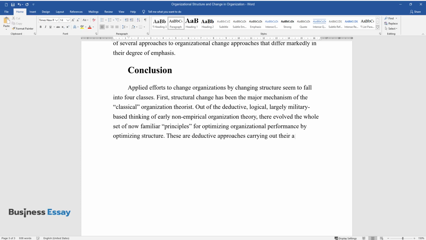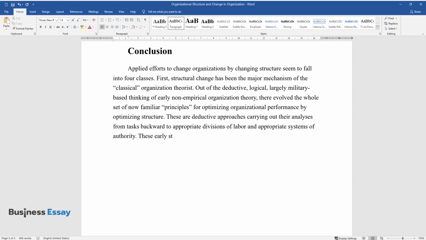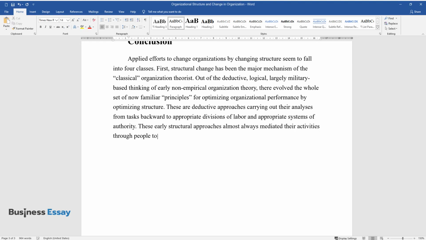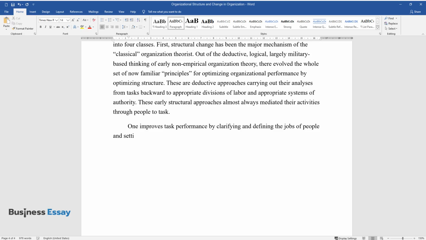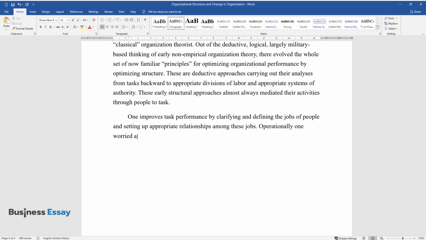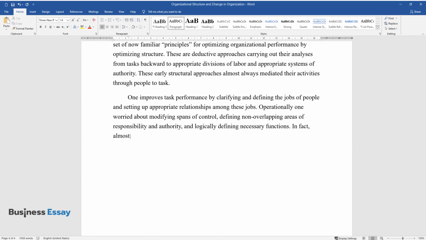These are deductive approaches carrying out their analyses from tasks backward to appropriate divisions of labor and appropriate systems of authority. These early structural approaches almost always mediated their activities through people to task. One improves task performance by clarifying and defining the jobs of people and setting up appropriate relationships among these jobs. Operationally, one worried about modifying spans of control, defining non-overlapping areas of responsibility and authority, and logically defining necessary functions.